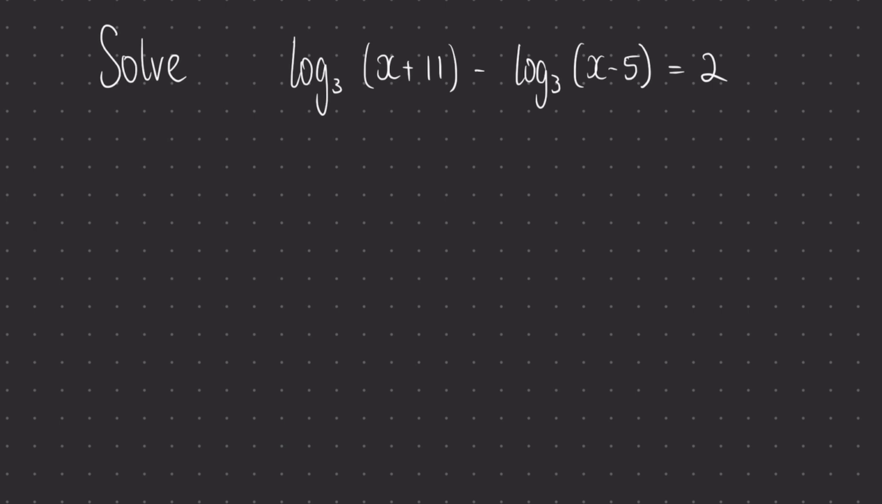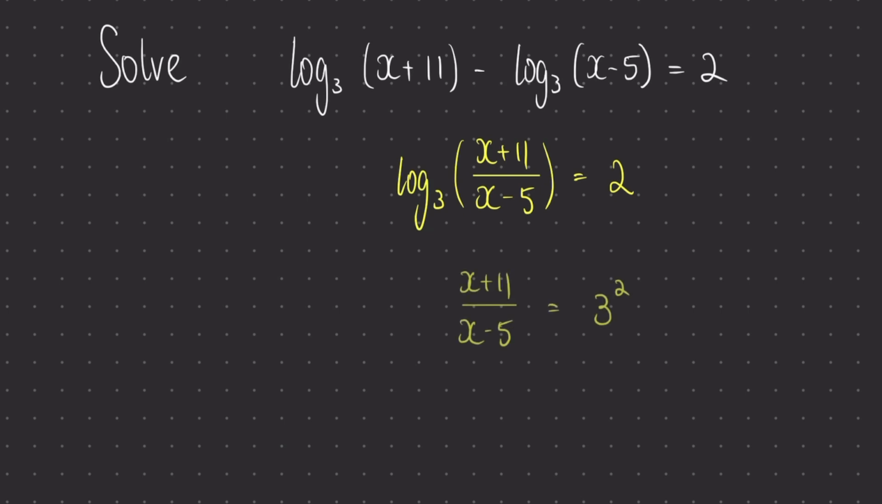So what we have to do is first apply our laws of logarithms. Here we can use the division rule. And now when I have one logarithm on one side of the equation, I can then do my base of 3 on both sides. Now this is just a linear expression that we can quickly solve. And there's my final answer.